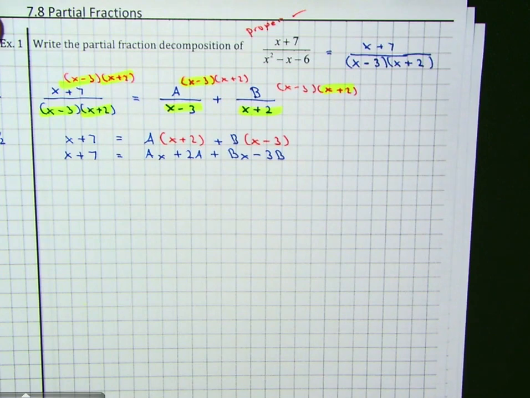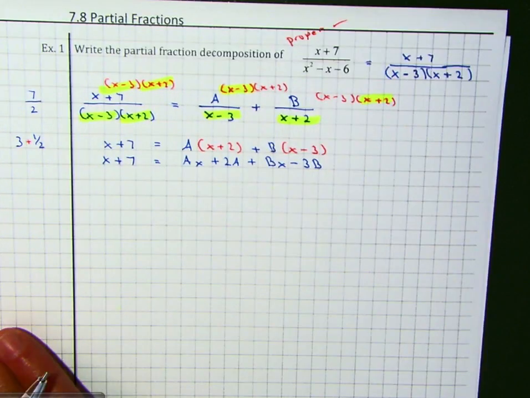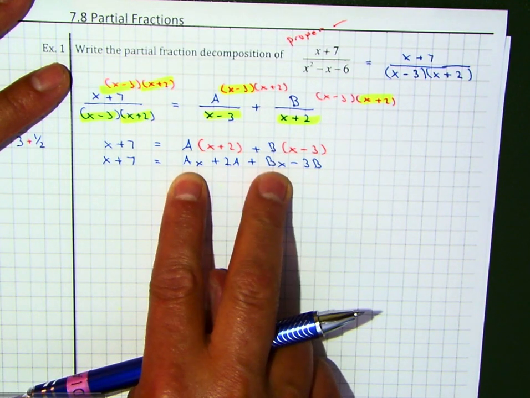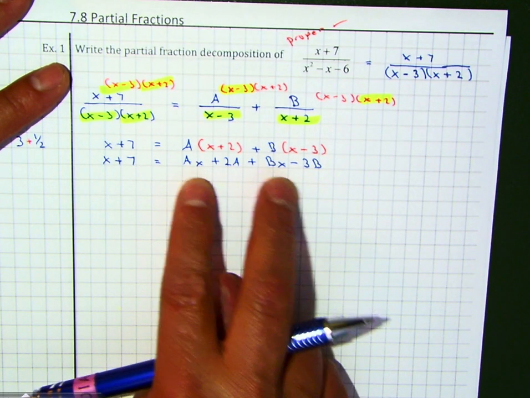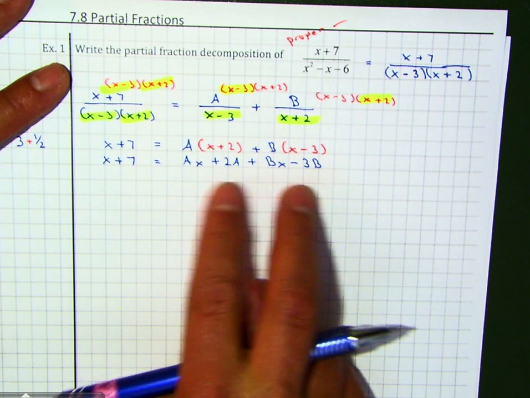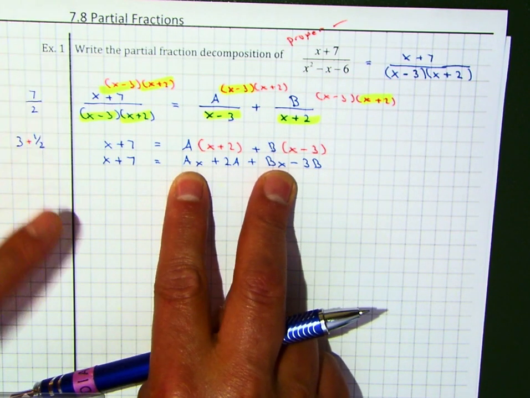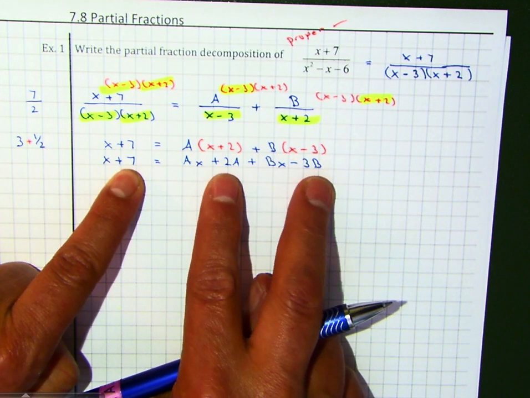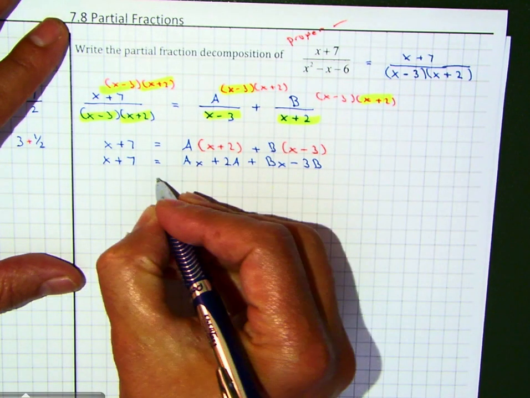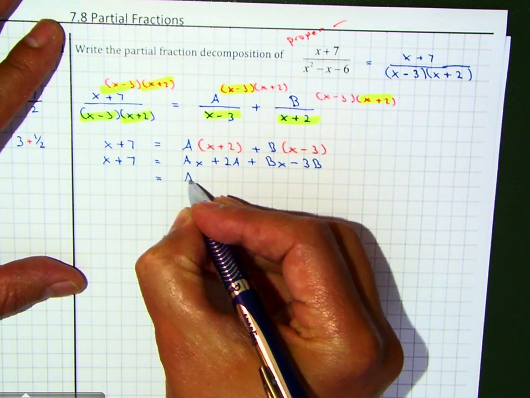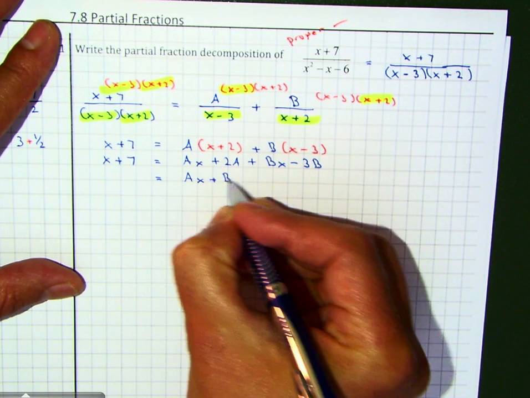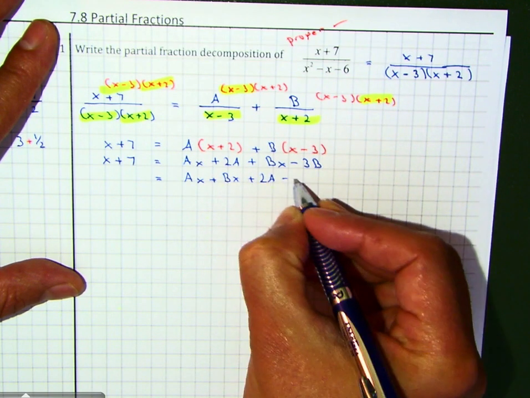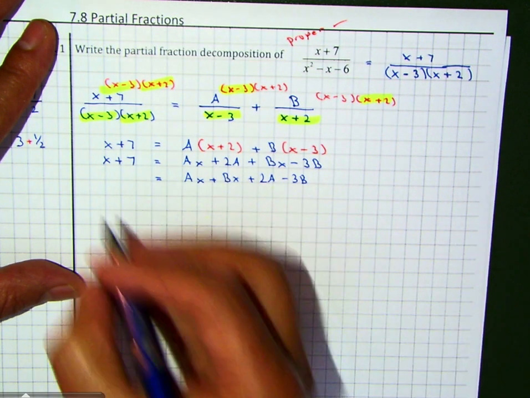So what I need to do, I'm going to pair up my x's, and anything that's not having x, I'm going to group them together because I know that both x's should be equal to x, and those two numbers should be equal to 7. So let's go to the next step. I'm going to pair up my x's, so we have ax plus bx. We have 2a minus 3b. We have x plus 7.